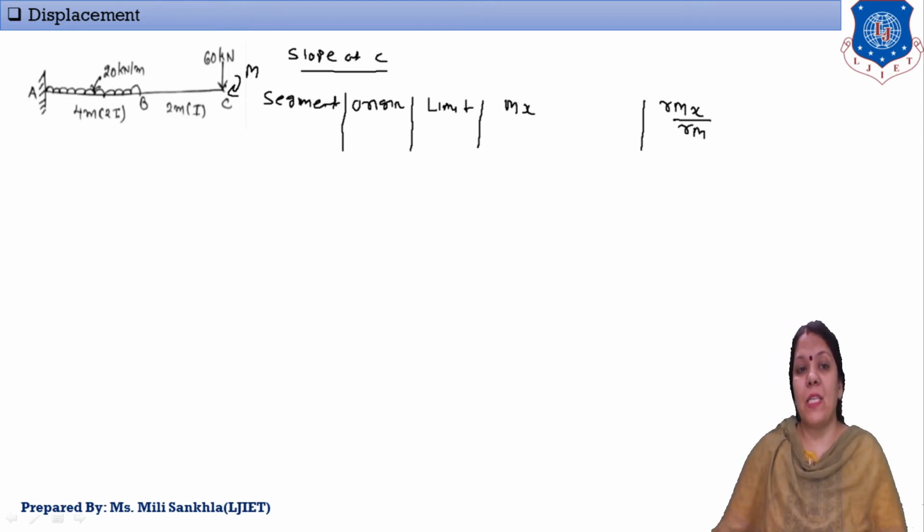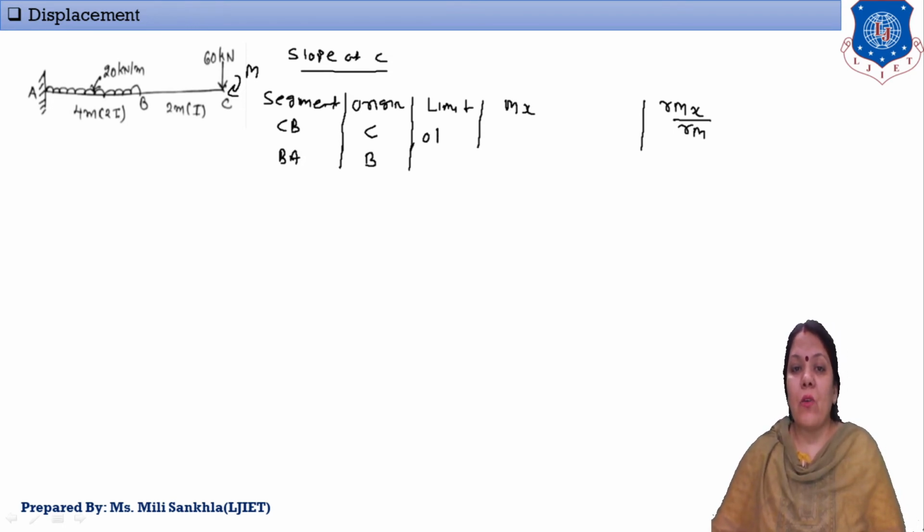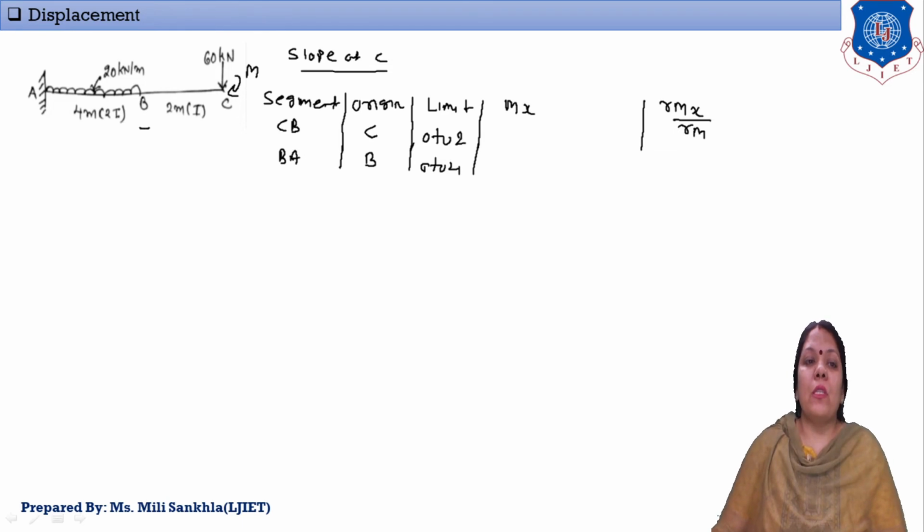Now here the moment is given. First segment again we take from the free end, CB, and the second segment is BA. The origin point of the CB segment is C and of BA is B. Limit 0 to 2, write down 0 to 2, second limit from this B to A is 0 to 4. Now one by one we make the equations. We first assume this as a distance x.